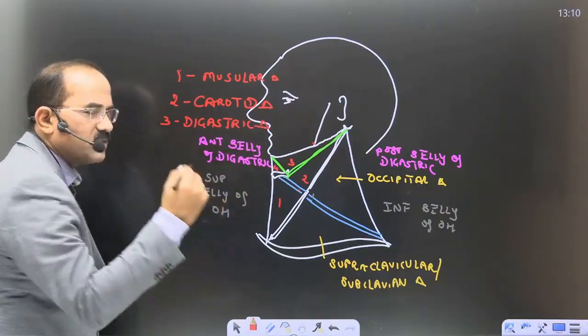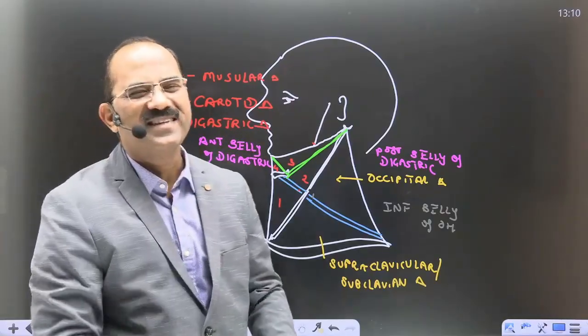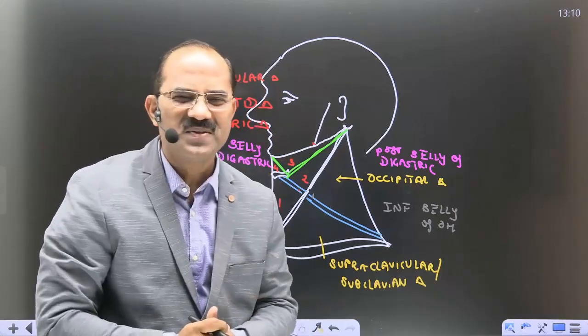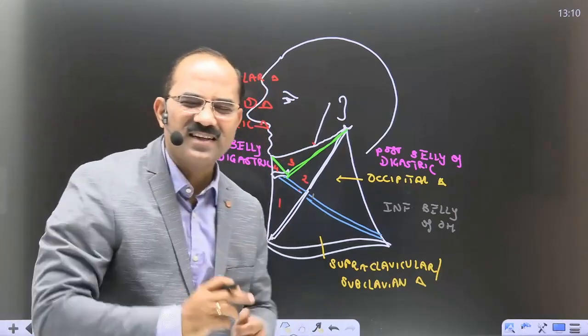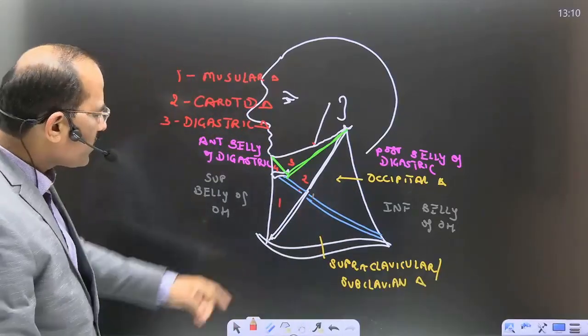triangle. And what lies in this triangle? The submandibular gland. We'll see this later, right, students? I hope you are enjoying this, understanding this. Very good. Coming to the last triangle.